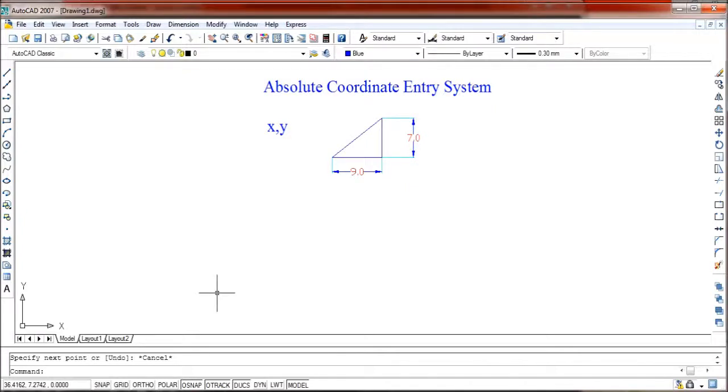Hello everyone, welcome back to AutoCAD tutorial. In this tutorial, we will discuss different coordinate entry systems in AutoCAD.